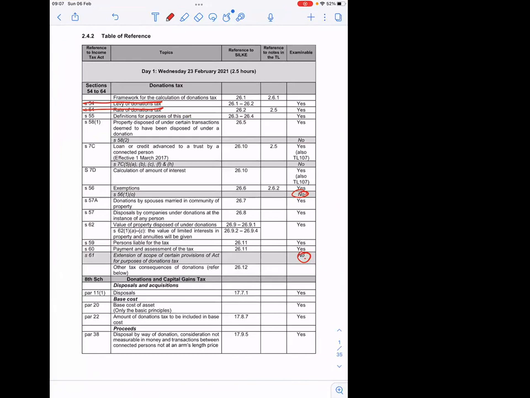So when we get there, we are going to be told about property disposed of under certain circumstances deemed to have been disposed of under a donation. Let's move. Don't dive inside until you have got a rough idea of what the heading is saying. So that when you get lost inside that big paragraph, you should always try and say, but here we are talking about this. How can I tie this to the heading? Now, property disposed of under certain transactions deemed to have been disposed of under a donation.